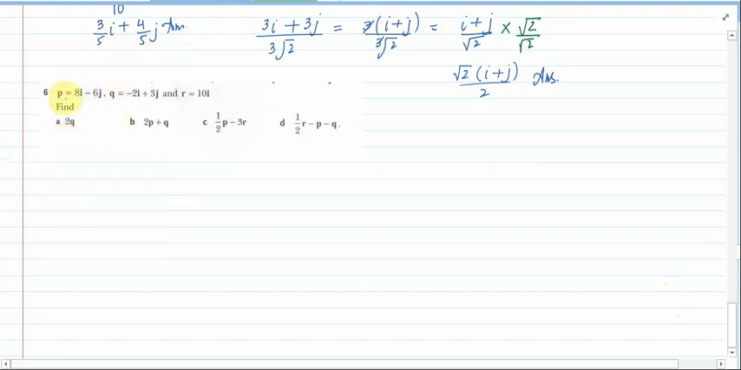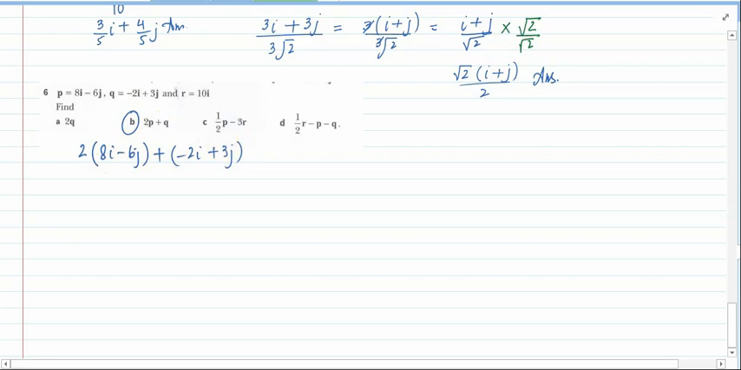It's p equals 8i minus 6j, q equals minus 2i plus 3j. We need to find 2p plus q, that is your part B. Simply place the vectors p and q and you will get the answer easily. So first start with part B. It will be 2 times p, which is 8i minus 6j, plus q, which is minus 2i plus 3j. Multiply the brackets and solve the similar terms, i with i and j with j.